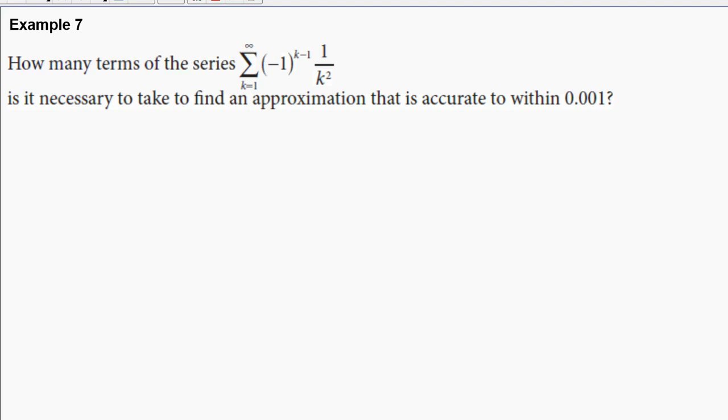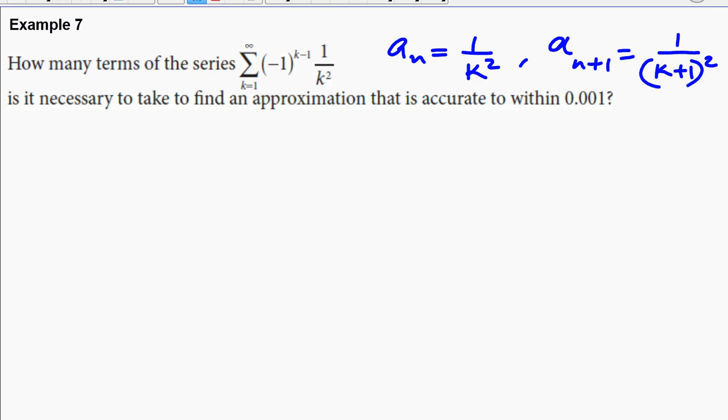How many terms of the series is it necessary to take to find an approximation that's correct to within 0.001? So here what's happening is we have an alternating series. S sub n is 1 over k squared, and S sub n plus 1 is 1 over k plus 1 squared. But what we want to do is find how many terms we need to take to find an approximation of this series correct to within 0.001.